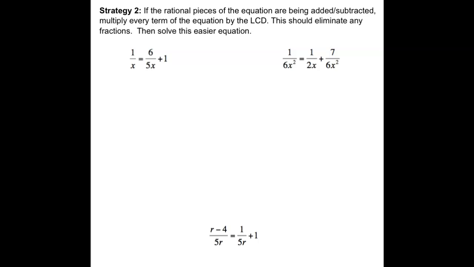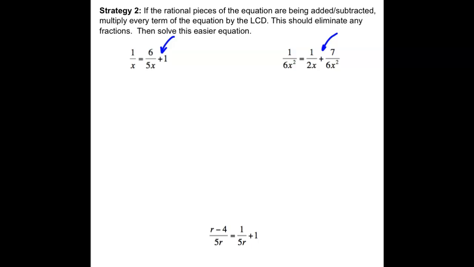All right, the second type of equation that you are going to be working with is when we have some fractions in our equation, but not single fractions on each side. So you'll see some plus and minus signs in here. That tells us that we have to look at strategy 2. If the rational pieces of our equation are being added or subtracted, then we have to multiply every term of the equation by the least common denominator. This should eliminate any fractions, and then we have a basic equation to solve.